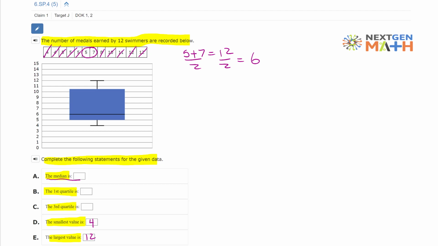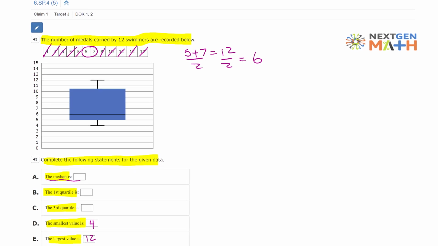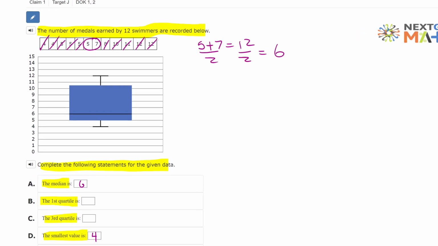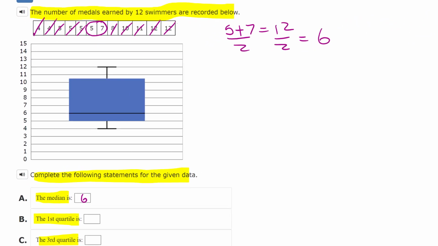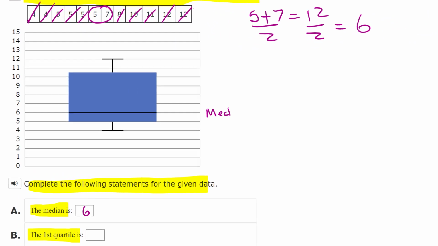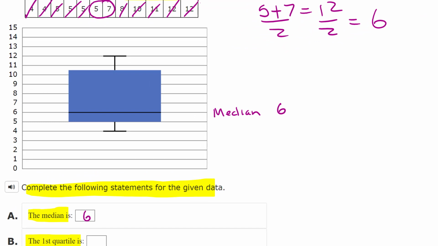If we had an odd number, we wouldn't have to do this division. So the median number we know is 6. That's why this line right here is the median, and it's 6. That line right there represents the median number.